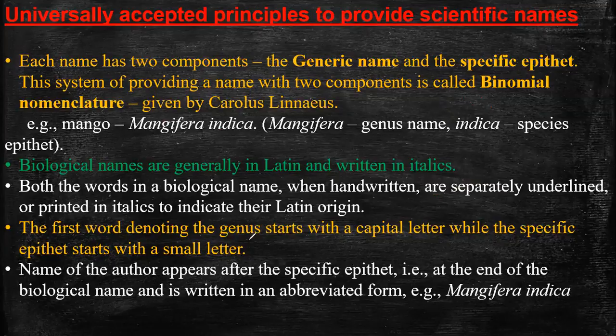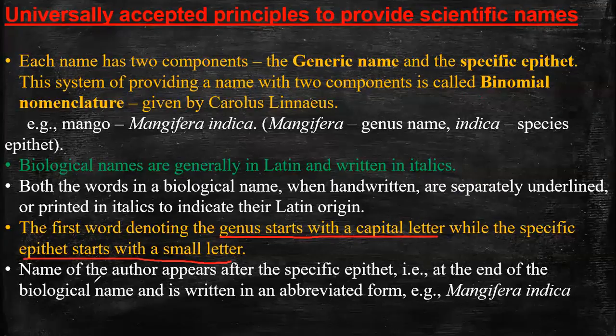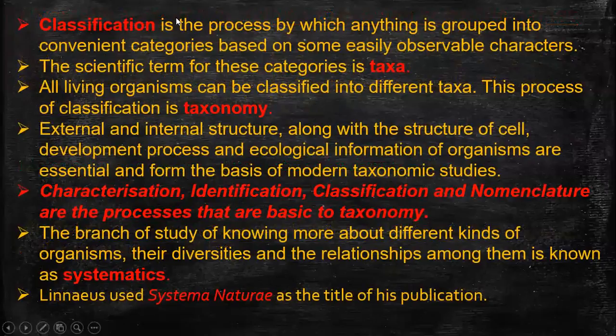The first word denoting the genus starts with a capital letter, whereas the specific epithet starts with a small letter. The name of the author appears after the specific epithet, written in abbreviated form at the end of the biological name. For example, Mangifera indica.